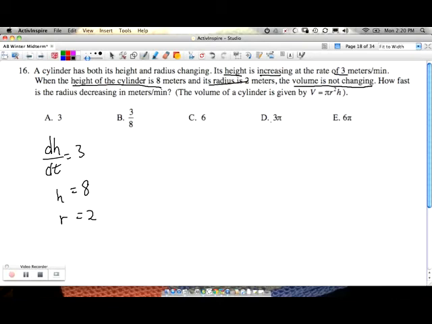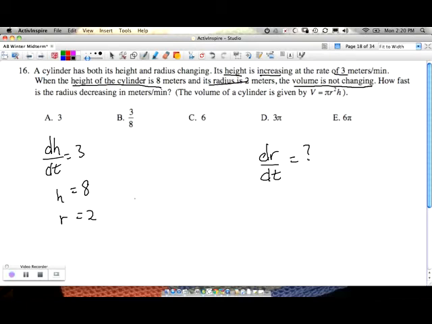Let's see what they're asking us. How fast is the radius decreasing? They're asking us dr/dt, the rate of change of the radius r, equals what? Well, we don't know. But looking at this, how does this volume not changing fit into that?